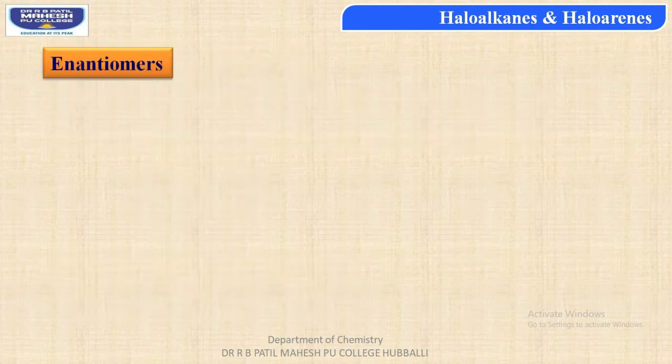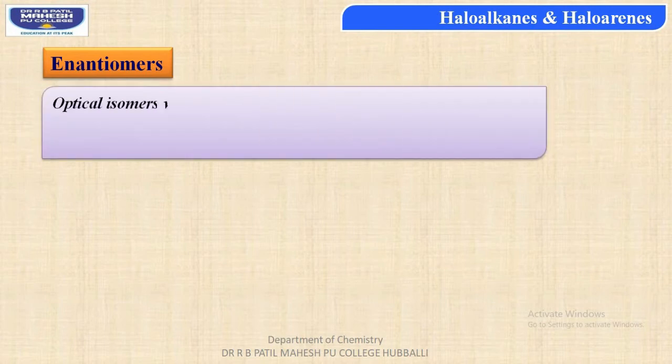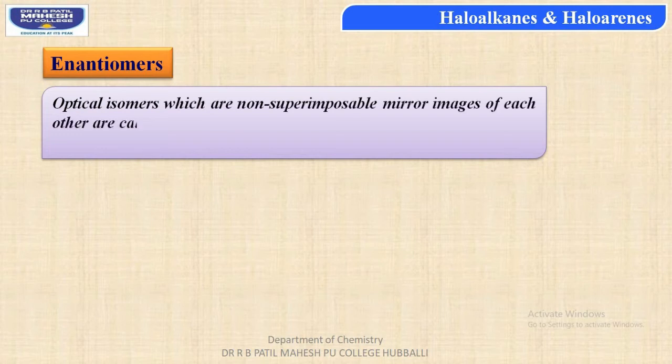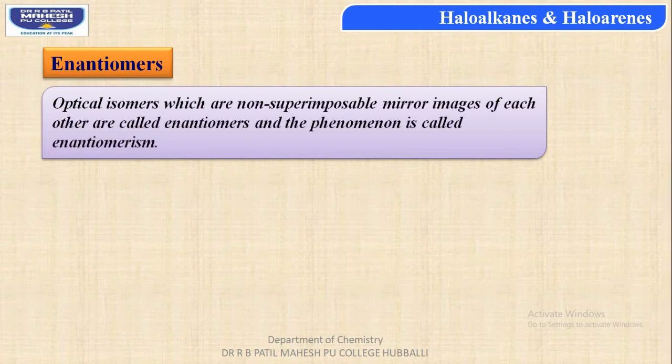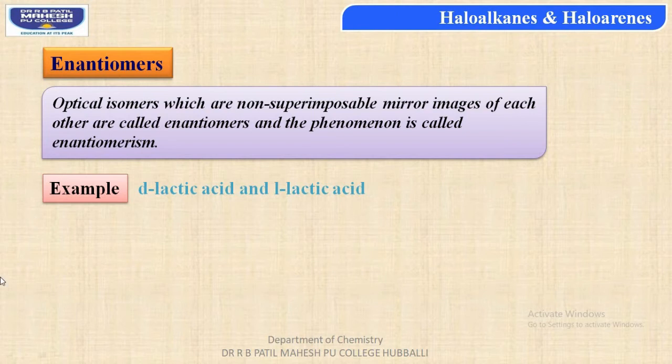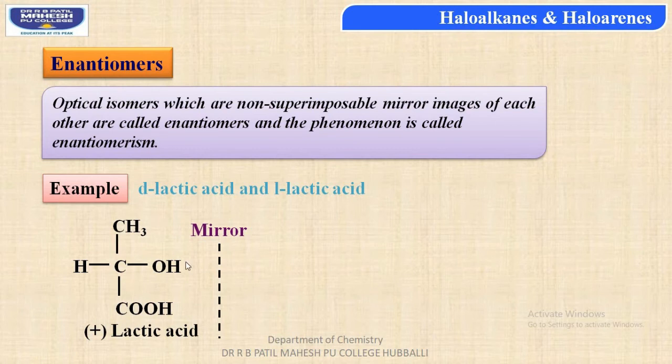Let's continue with enantiomers. Optical isomers, which are non-superimposable mirror images of each other, are called enantiomers, and this phenomenon is called enantiomerism. Let us consider an example of dextrorotatory lactic acid and levorotatory lactic acid. Structure, student: CH3, CHOH, COOH. So it is lactic acid. The positive lactic acid is nothing but dextrorotatory lactic acid.